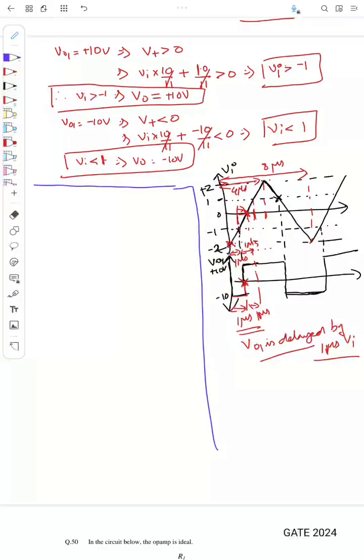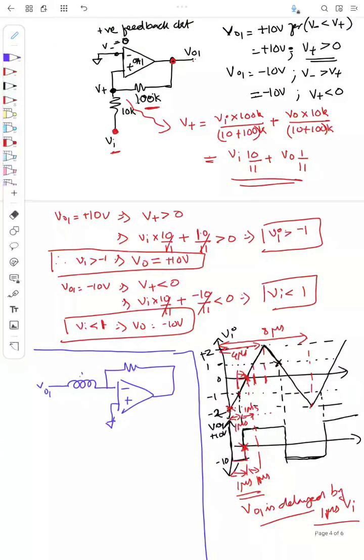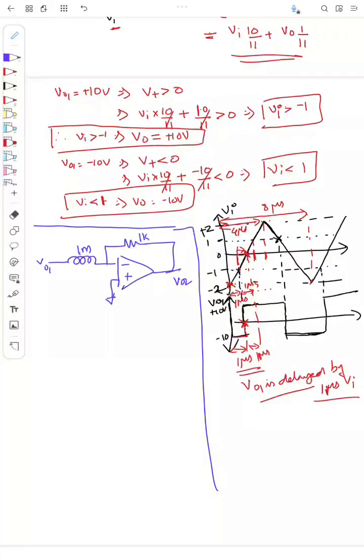this signal V01 is given to an inductor, and through the inductor it is given to an inverting amplifier like this. This resistance is 1K, and the inductance is 1 milli, and this is V02. So this V01 is a voltage applied at this end of the inductor. If there is a current, this IL will be flowing like this, so there will be a voltage drop like this, plus minus. So V02 I can write as minus IL into 1K.